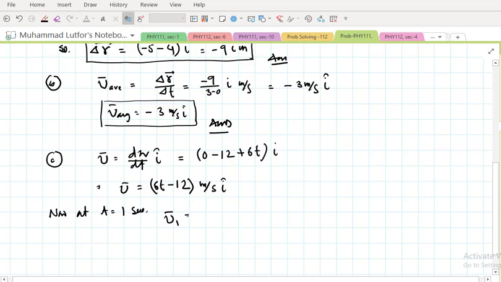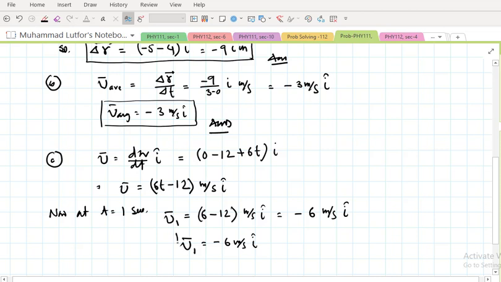I can write the subscript 1 stand for the velocity at 1 second. It should be 6 minus 12 meter per second i hat, which is basically minus 6 meter per second i hat, which is the instantaneous velocity of that particle at t equal to 1 second, right?